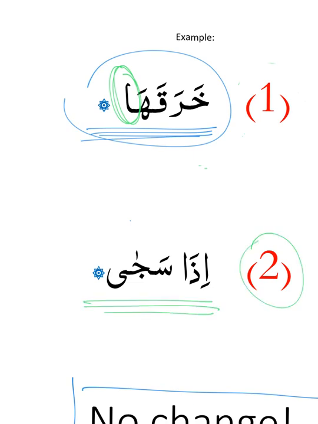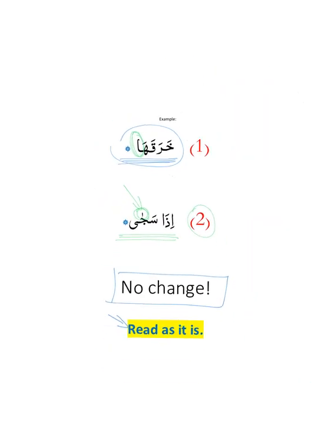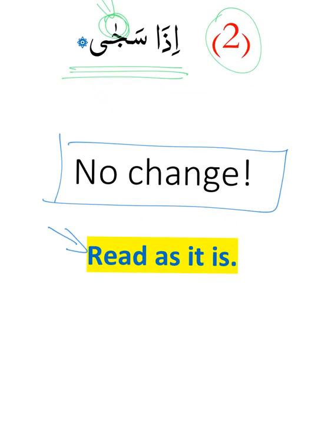Come on, children, let's read it together loudly. إِذَا سَجَى. So again, you've got the word ending with a standing fatha. What do we do? Nothing. You do nothing. You just leave it and you read it as it is when you stop. So come on, children. إِذَا سَجَى. So simple. So this rule is very easy. You don't have to do anything. There is no change whatsoever. No change.